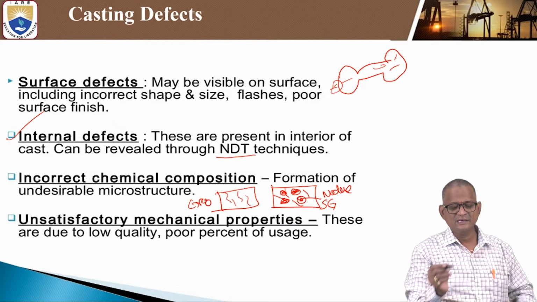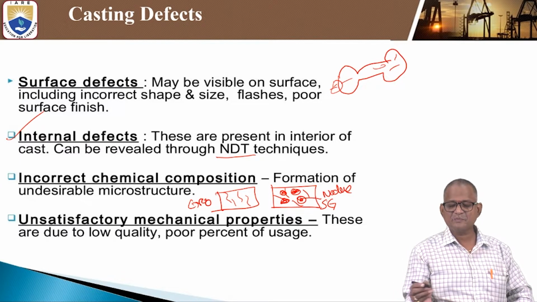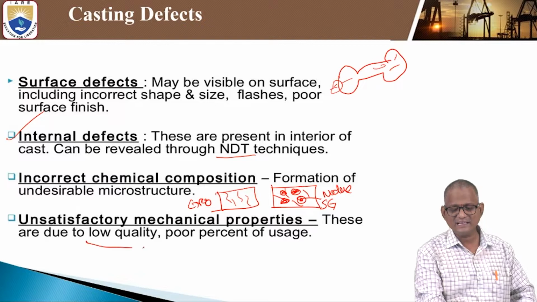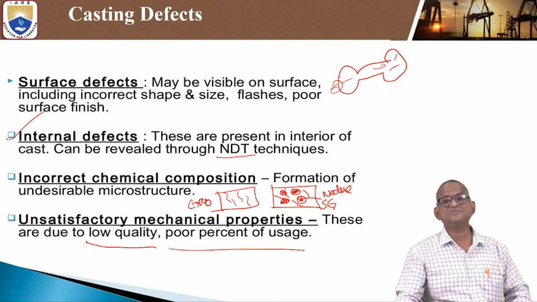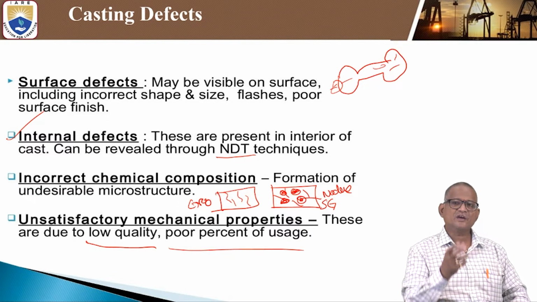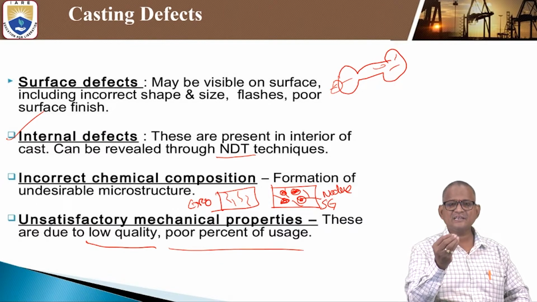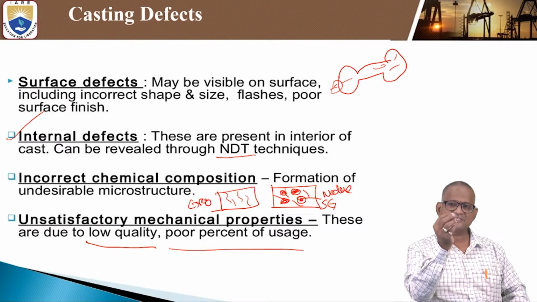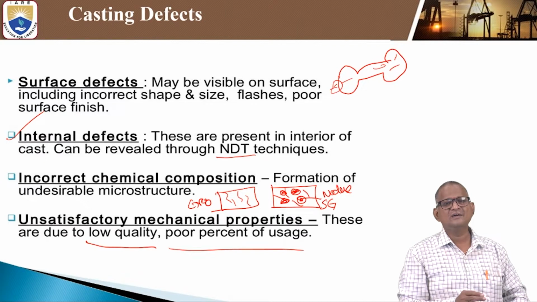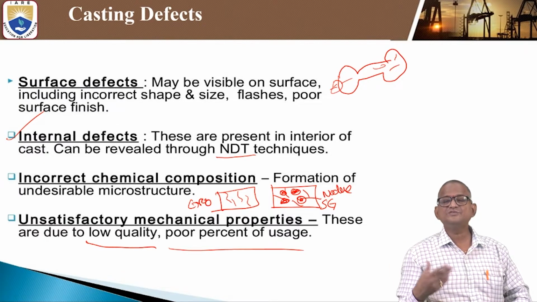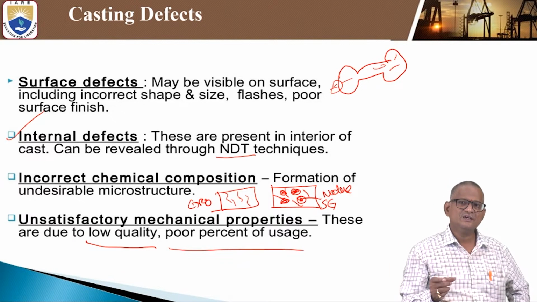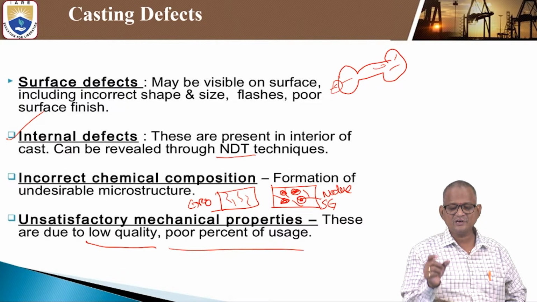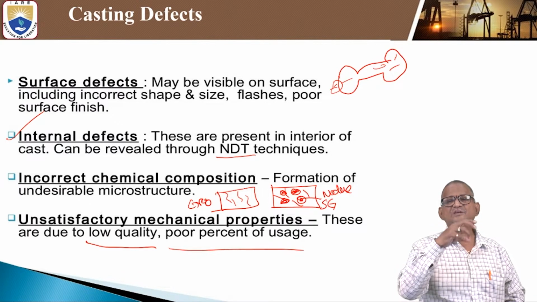That is why these unsatisfactory mechanical properties are due to low quality and poor percentage of usage. For example, if a component suddenly develops cracks and breaks after one or two months, it cannot be used multiple times. That is why the effective usage of the properties is needed, to obtain good mechanical properties.